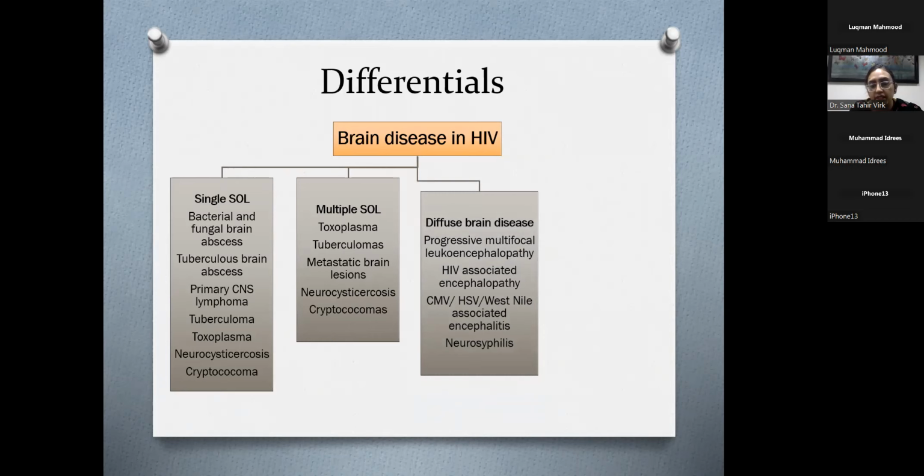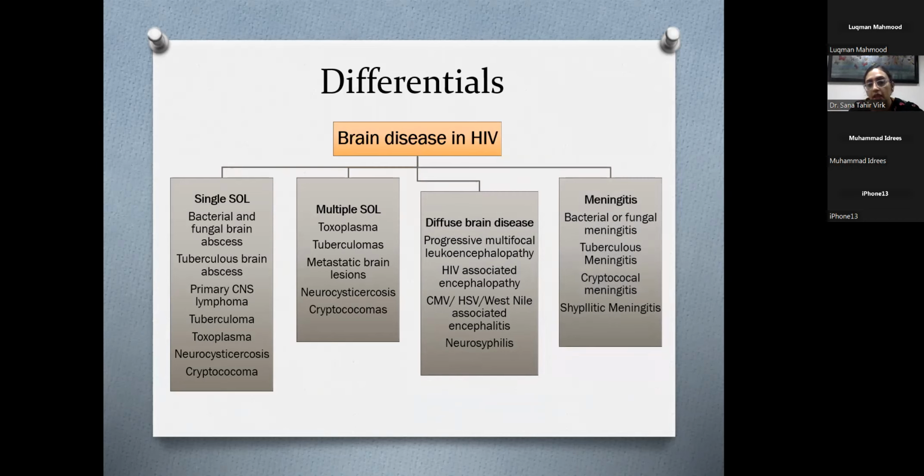In diffuse brain disease, topmost is progressive multifocal leukoencephalopathy and HIV-associated encephalopathy. Both are very close differentials. Other causes of diffuse brain disease can be viral encephalitis, any virus like CMV, HSV, or West Nile. Neurosyphilis can also present like this. In case of meningitis, it can be bacterial, fungal, tuberculous, cryptococcal, or syphilitic meningitis.